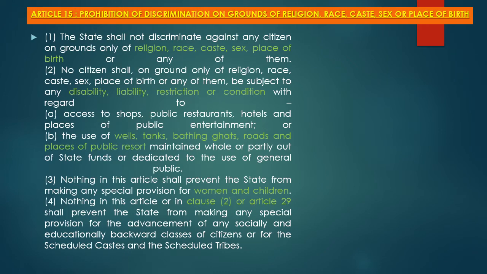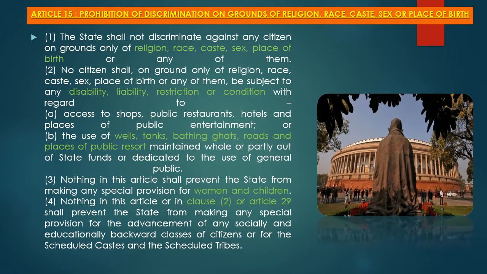Article 15. Prohibition of discrimination on grounds of religion, race, caste, sex, or place of birth. The state shall not discriminate against any citizen on grounds only of religion, race, caste, sex, place of birth, or any of them. No citizen shall, on grounds only of religion, race, caste, sex, place of birth, or any of them, be subject to any disability, liability, restriction, or condition with regard to access to shops, public restaurants, hotels, and places of public entertainment, or the use of wells, tanks, bathing ghats, roads, and places of public resort maintained wholly or partly out of state funds or dedicated to the use of the general public.